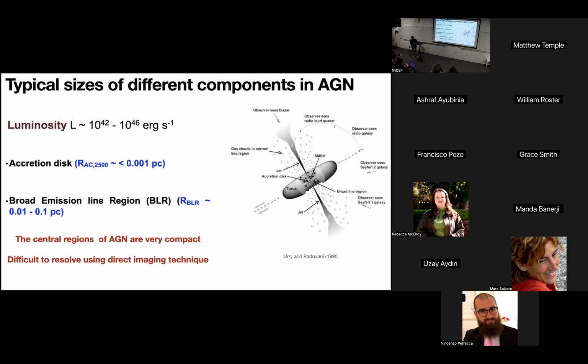Active galactic nuclei are among the most luminous objects in the universe. The typical luminosity ranges between 10^42 and 10^46 erg per second. This is a schematic diagram of the central part of an AGN, and the typical sizes of the different components are mentioned here. The size of the accretion disk is less than 0.001 parsec, whereas the broad emission line region can extend from 0.01 to 0.1 parsec. So it is clear that the central parts of the AGN are very compact, and naturally it is difficult to probe these regions using any current imaging technique.